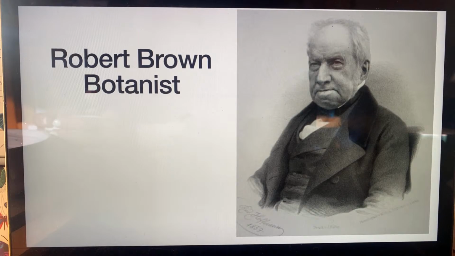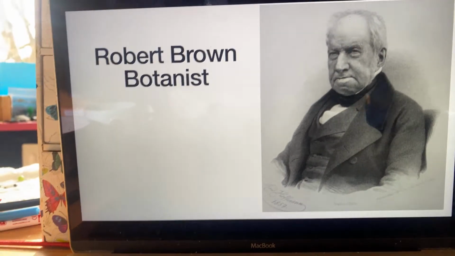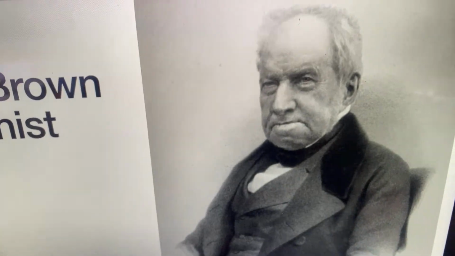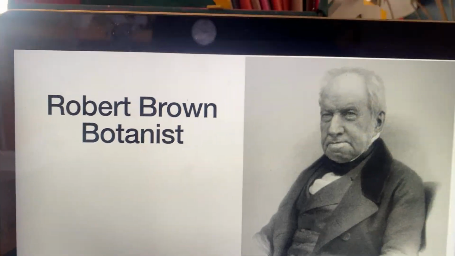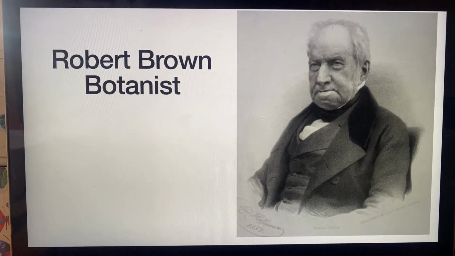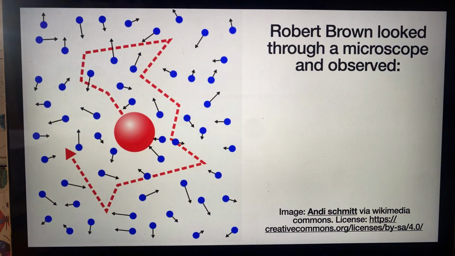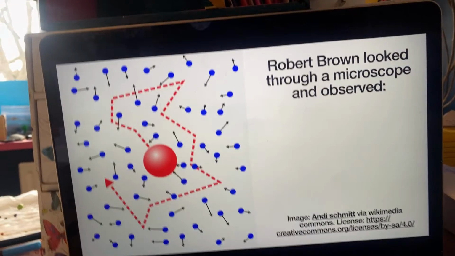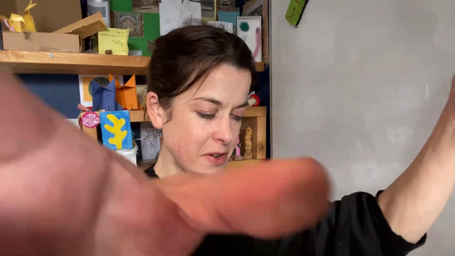What does that mean? Well, here is botanist Robert Brown, back in the days when it was just like a law or something that everyone had to look incredibly miserable in photos. He was probably a super happy-go-lucky chap. But yeah, botanist Robert Brown in, I want to say, the late 1800s. He looks through a microscope and he observes something which no one else has ever recorded before.